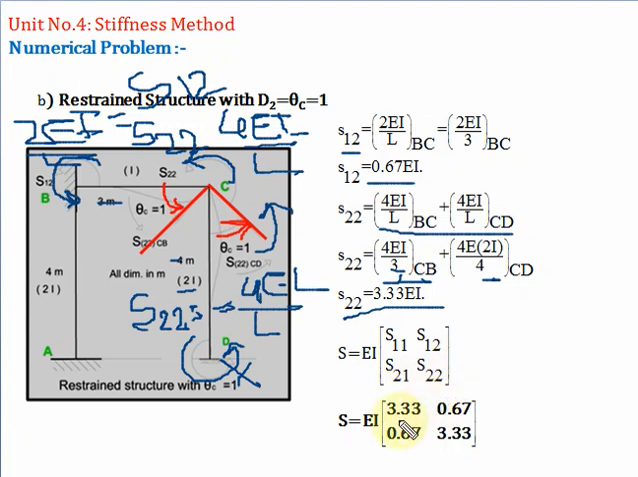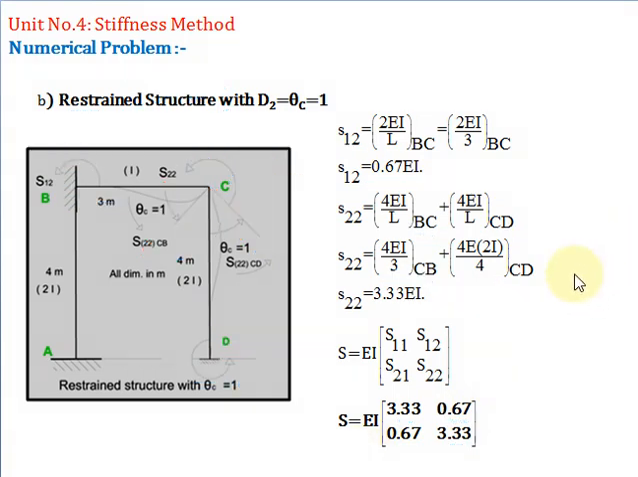Now put the values of S11, S12, S21 and S22. What is the value of S11? 3.33, taking EI common. S12 is 0.67, S21 is 0.67 and S22 is 3.33. After putting the values of S11, S12, S21 and S22, we will get the stiffness matrix.